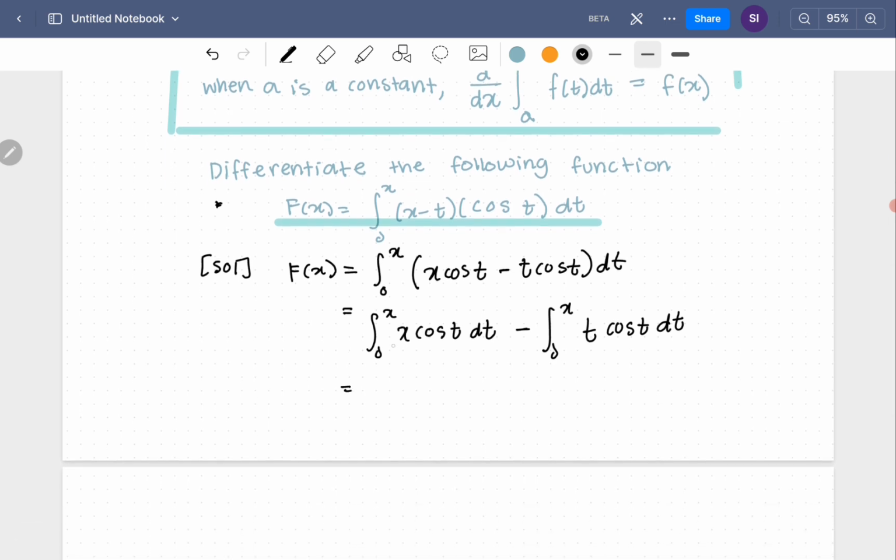One thing to note, you can take this x out because it's basically a constant, right? Since we're integrating with respect to t, x is not t. So this x doesn't really matter. We can just take it out and treat it as a constant. So we get x out, 0 to x. We have cos t left in here. And then we just write this the same.